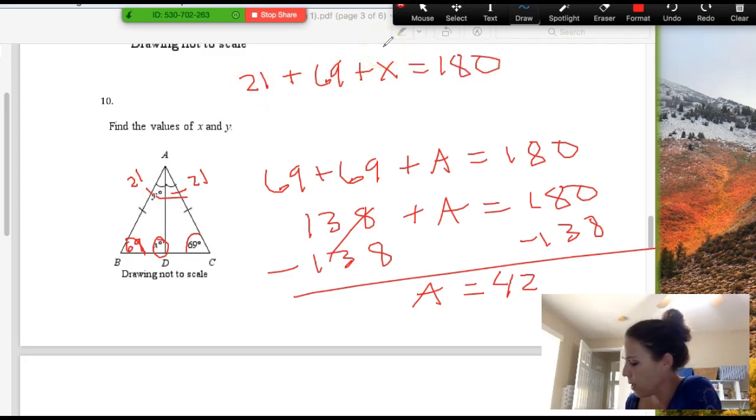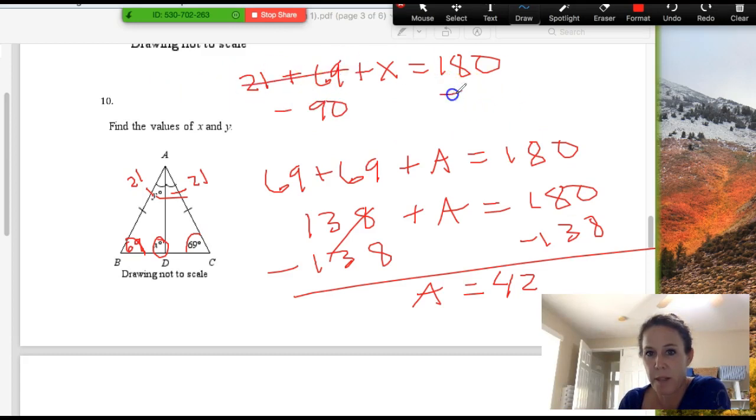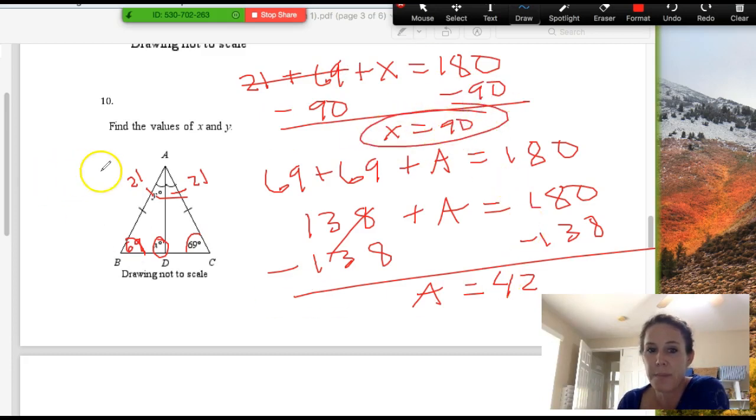69 and 21 is 90. So I'm going to subtract 90 from both sides, and I'm going to get X equals 90. So I know X is 90. I know Y is 21.